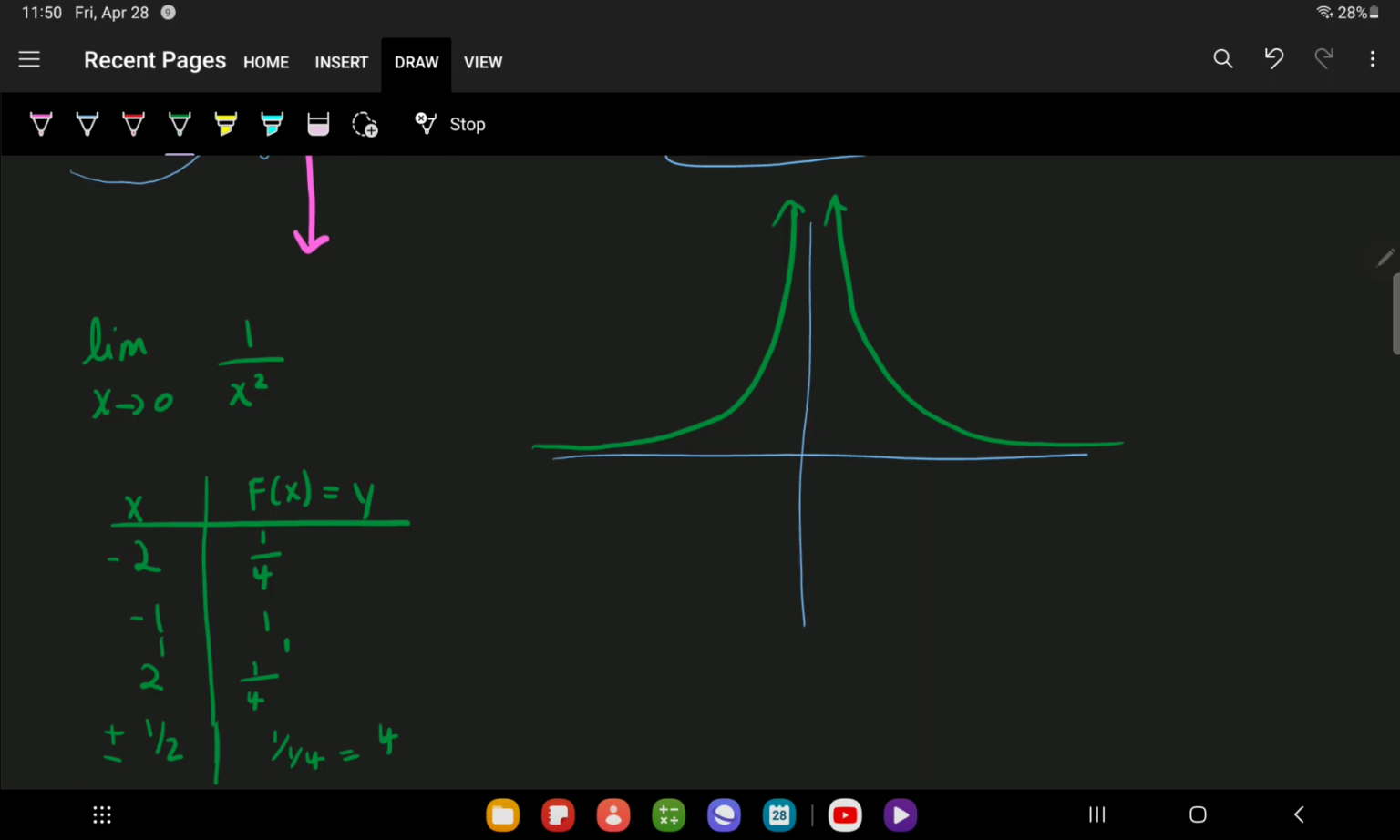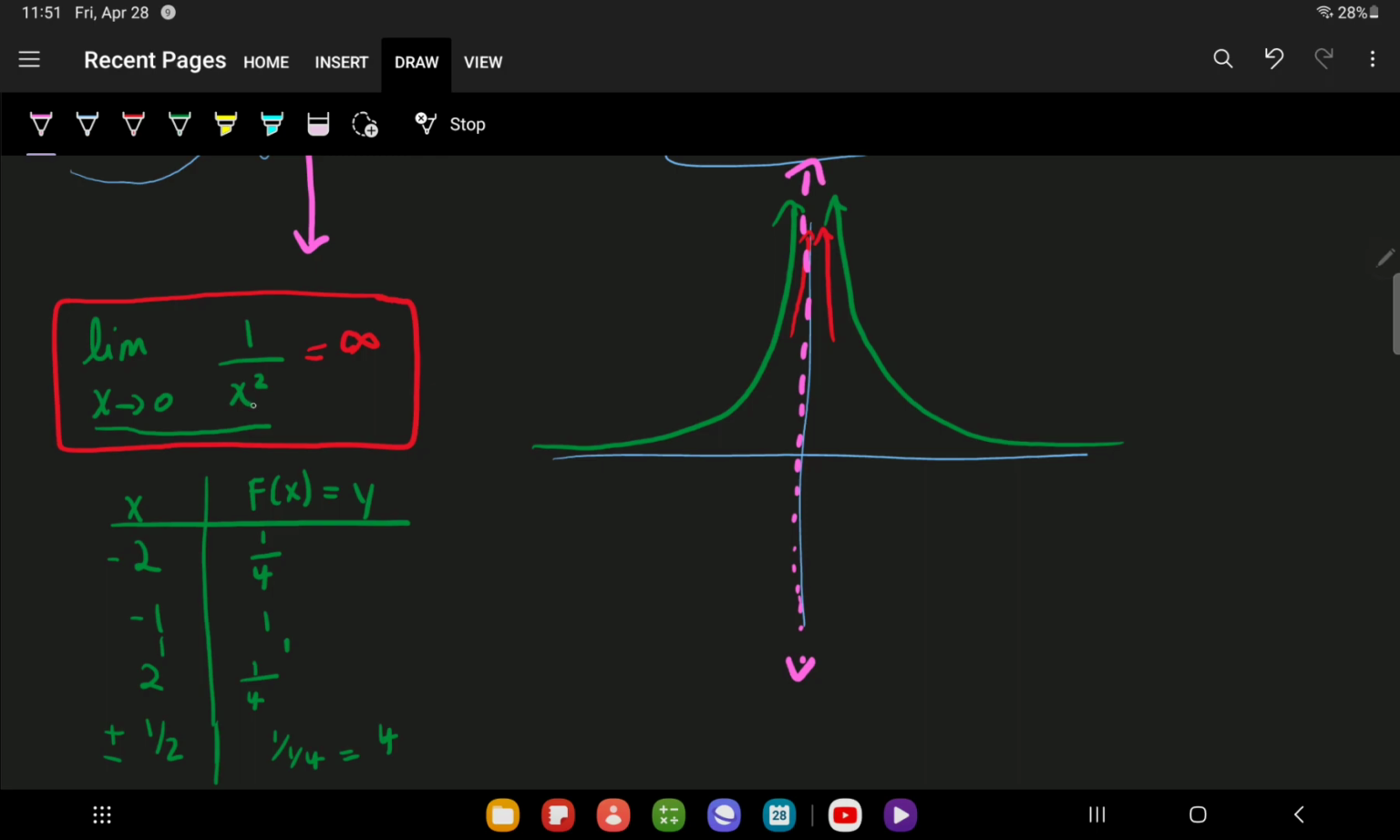So it's getting closer and closer to which value? As x goes to 0, on the left-hand side, we're getting closer and closer, and on the right-hand side, we're getting closer and closer. Both times, we're getting closer to infinity. So we have infinity as the answer. And what we basically have shown here is that there exists a vertical asymptote. Because it's undefined at x equals 0, we have a vertical asymptote at x equals 0.